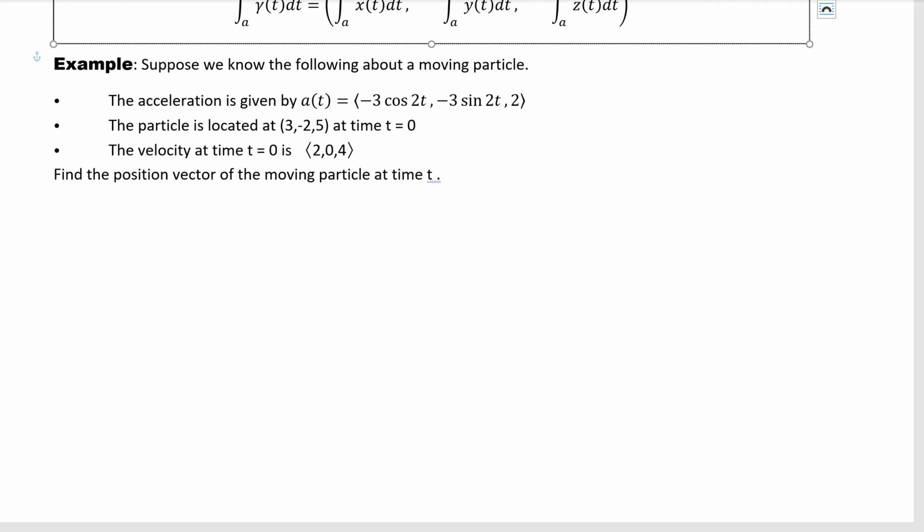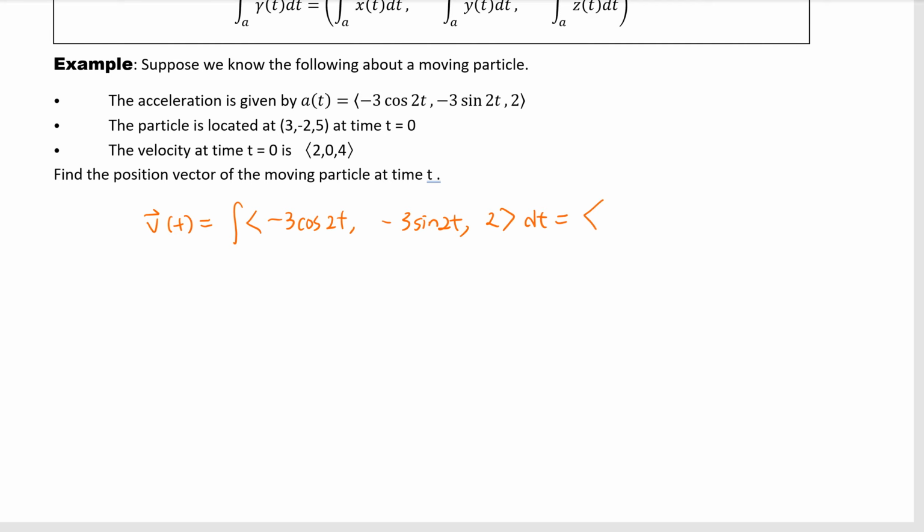Okay, so just like what we did in Calculus 1, given the acceleration, we integrate one time, which will give us the velocity, right? So we have the integral of, okay, let's do this, the integral of -3 cosine 2t, -3 sine 2t, and 2.